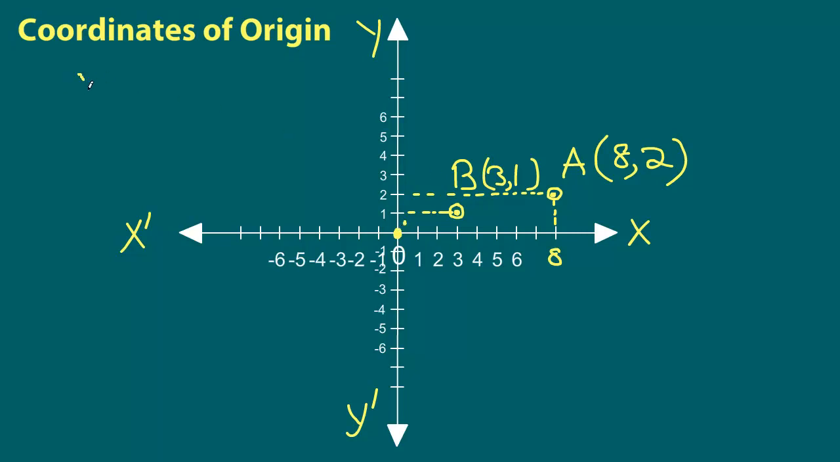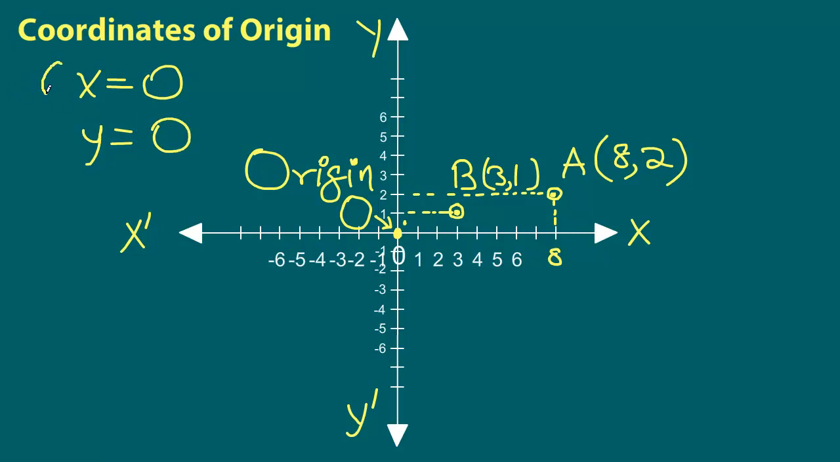So for origin, we refer to this point with the uppercase letter O. O for origin. So for O, x will be 0 and y will be 0. So we say that the coordinates of origin, which is the uppercase letter O, will be (0, 0). Because origin is our reference point. We measure everything as the distance from origin, right?